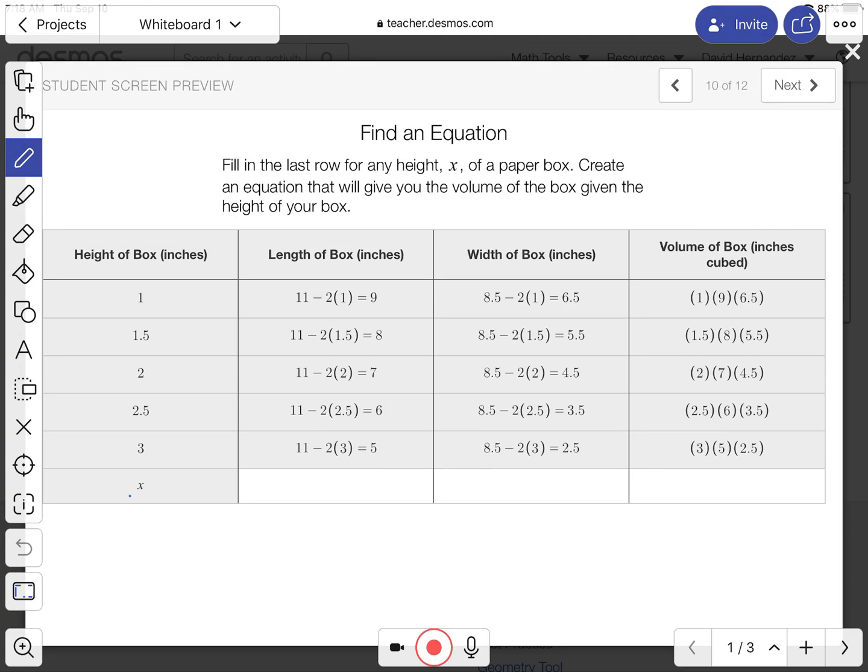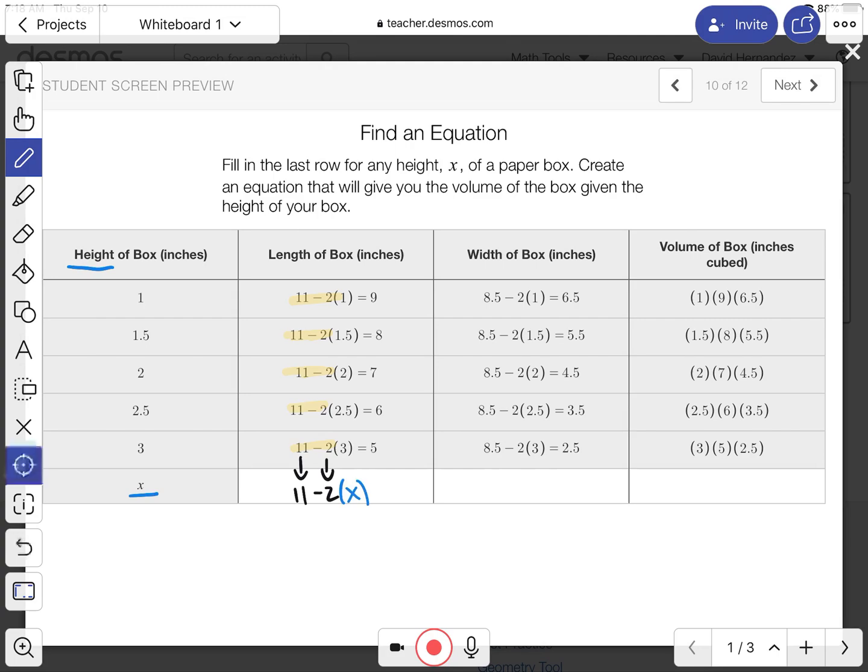The main thing is knowing that here the height of the box is x. So if we write 11 minus 2, notice that's the common term in each of these: 11 minus 2, 11 minus 2. So when you're determining the length, you still use 11 minus 2, but then you multiply it by the height, which in this case we could say is x.